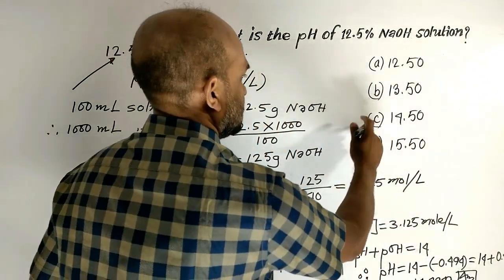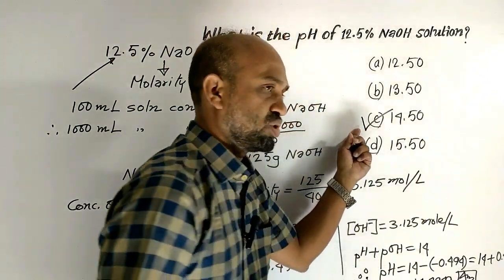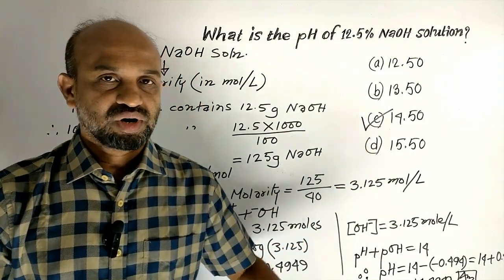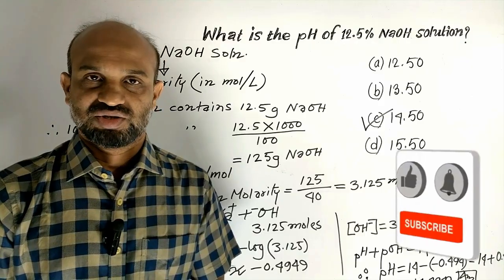This is pH, approximately this 14.50. pH of 12.5% sodium hydroxide solution is 14.50.